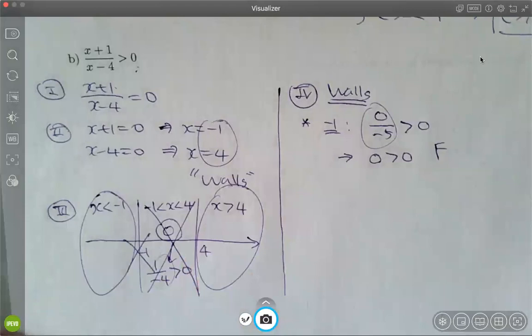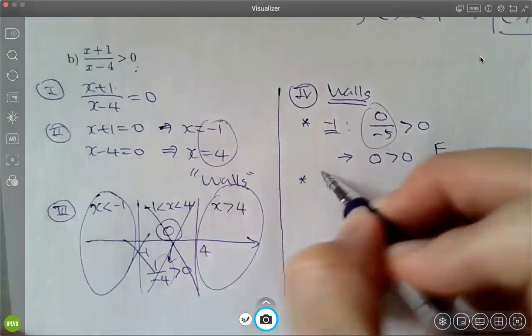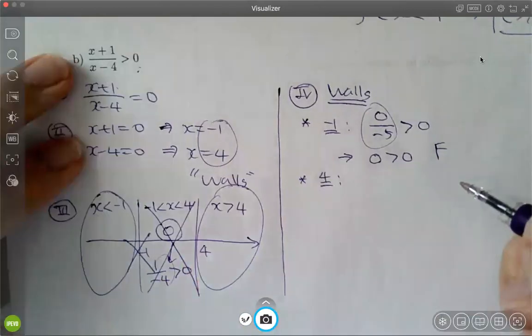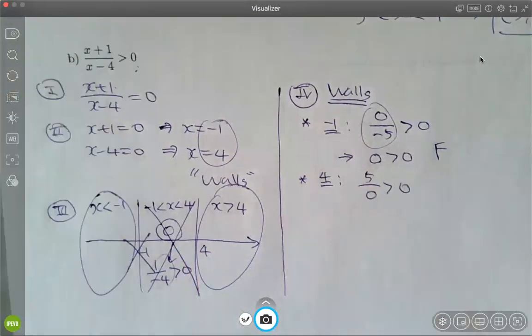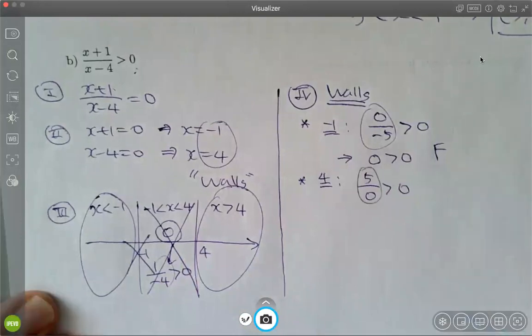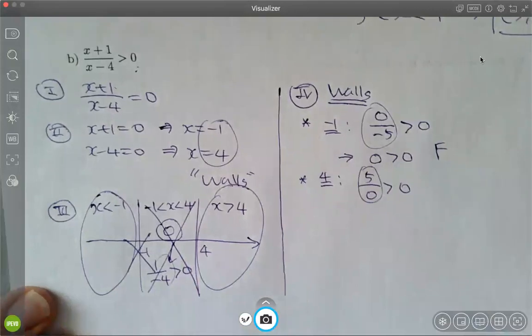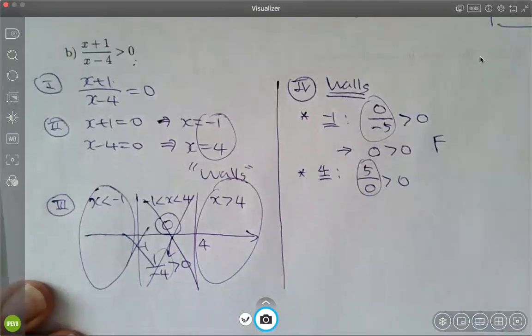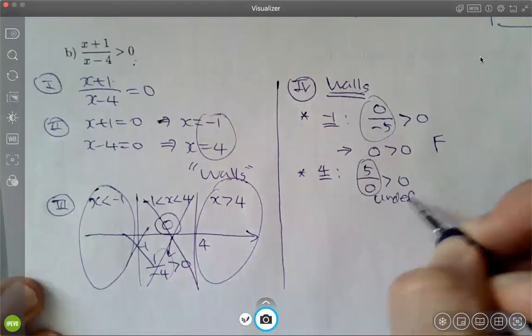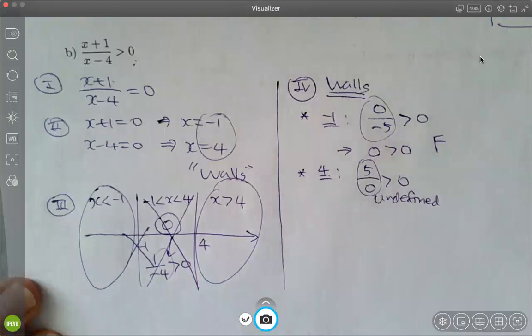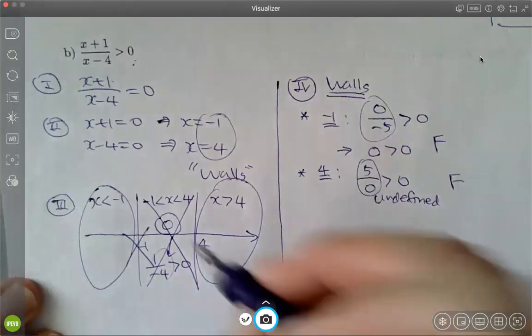And now 4. What do you get? 5 over 0 is greater than 0. And what is 5 over 0? Undefined. So can undefined be greater than 0? That's again false. So the right wall is out.